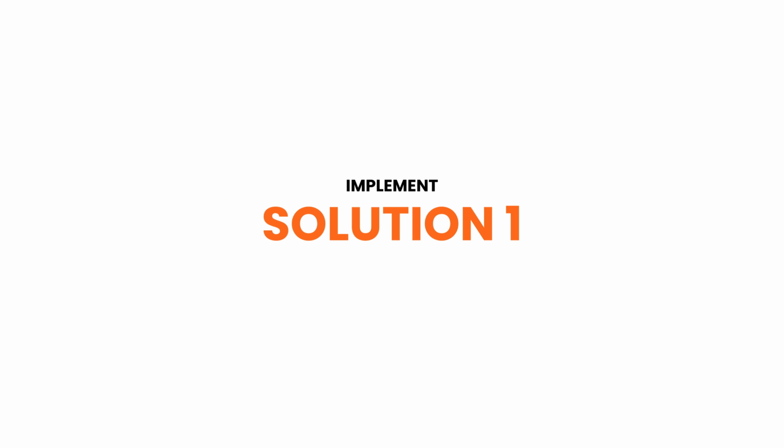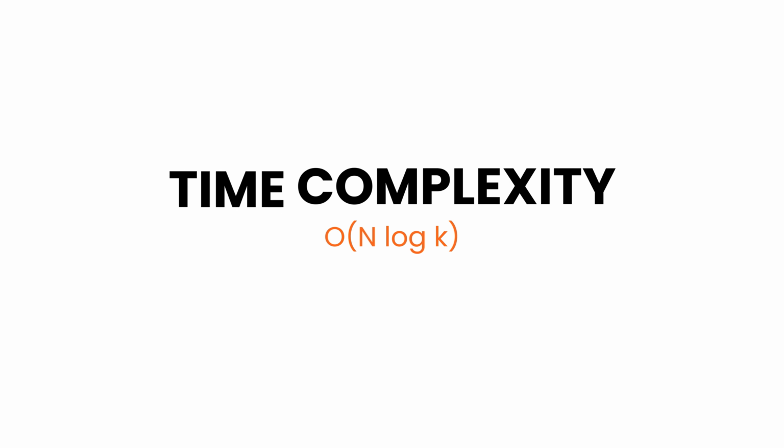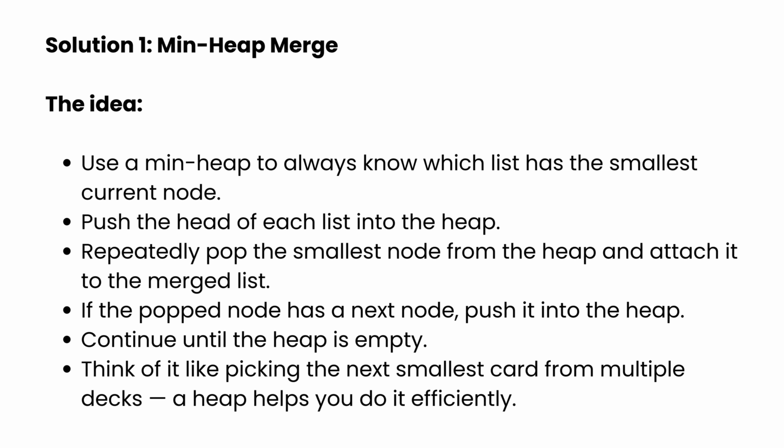Now let's look at Solution 1, merging k sorted linked lists using a min heap. We'll see how to efficiently pick the smallest node among multiple lists using a heap. Step by step, we'll understand how the heap helps us maintain order. Time complexity is O(n log k), where n is the total number of nodes across all lists, and k is the number of lists. Each node is pushed and popped from the heap once, which takes log k per operation.